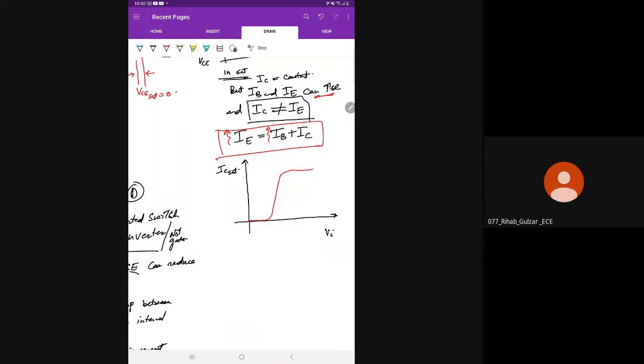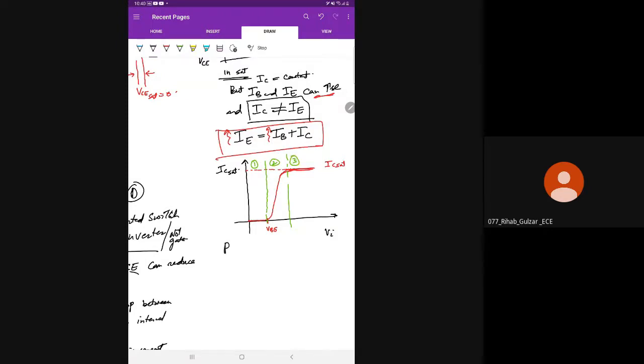It is like this. There's a region or a point where V input is greater than VBE when the device tries to turn on, and there is a point when IC is saturated. So this is the IC saturation level, and there are three regions in this plot: region A, region B, and region C. So region 1, region 2, and region 3 in this plot.